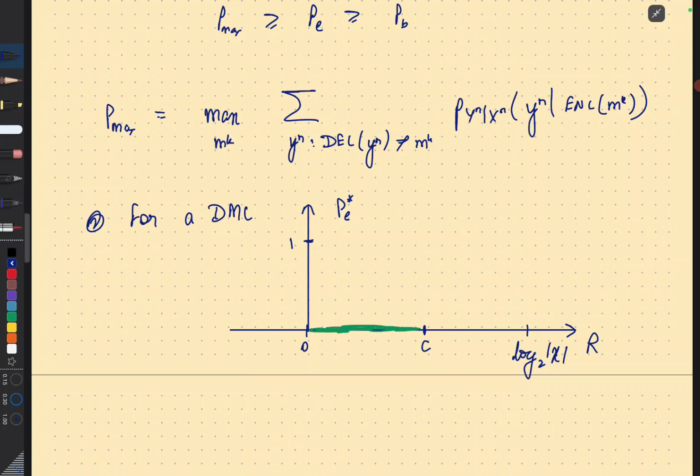Okay. For a discrete memoryless channel, you have the following phenomenon. Below capacity, the minimum asymptotic probability of error is 0. Above capacity, the minimum asymptotic probability of error is 1. All right, so there's a sharp jump. Again, this is a phenomenon that is observed for a discrete memoryless channel.